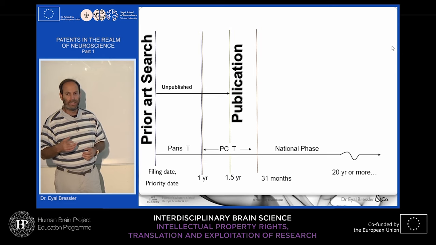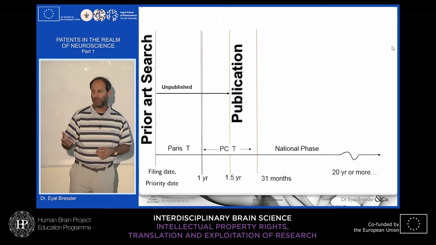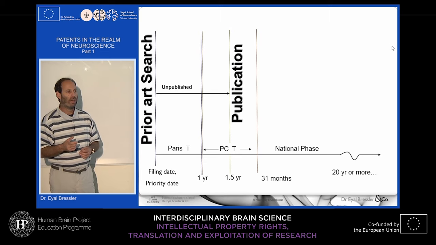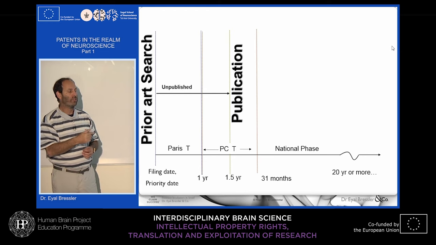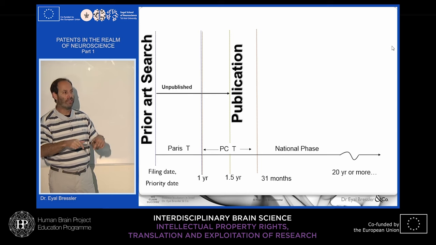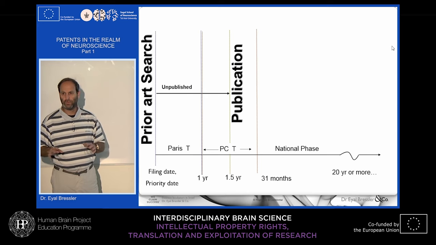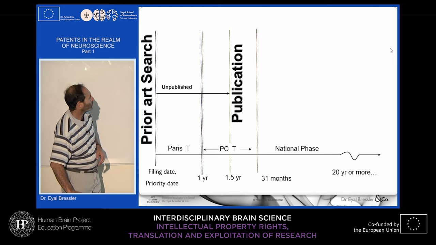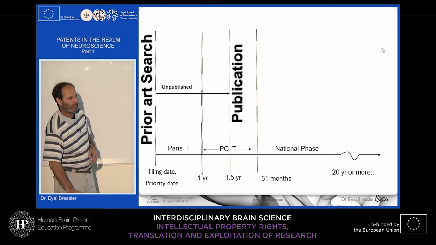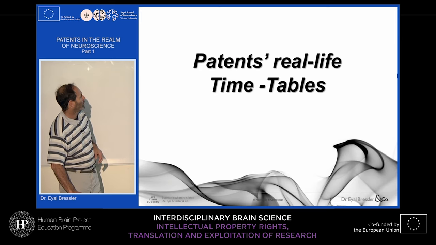Now, after 1 year and a half, your patent becomes published, and saying so, you may say that after 1 year and a half, you can have another search and look for all the technology, even those technologies that were filed at the day or after your filing date. If you're following me, this is okay?